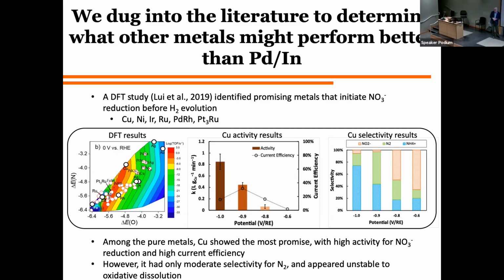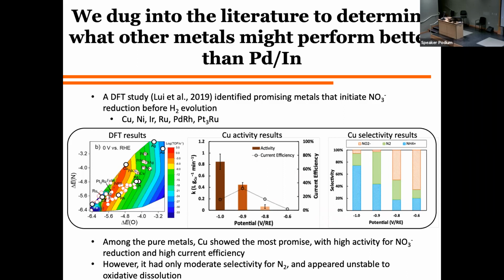And the only one that was promising, so the theory doesn't always tell you what reality is, at least in our experimental system. The only one that looked good was copper. And so we explored that a little farther. And what we did was we looked at the activity and the current efficiency just like we did before. And what you can see is we still aren't getting activity at minus 0.6 like the DFT predicted, but we are getting it at minus 0.9. That's still not that great if we compared it to nitrite, but our current efficiency is a lot higher here. We're at 30%. And so that looks more promising.